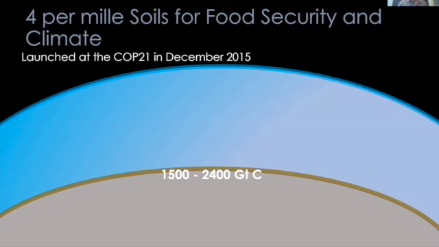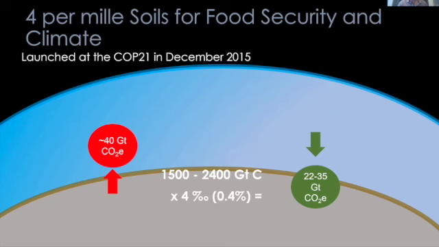In 2015, at the Conference of the Parties in Paris, there was an initiative started, this 4 per mil initiative, that basically recognized that of the 40 gigatons of emissions globally that we have a year, 22 to 35 of those could be sequestered in our agricultural soils around the world if we increased the current concentration of soil organic carbon by just 0.4% per year. So a very small incremental increase could almost offset global emissions annually.